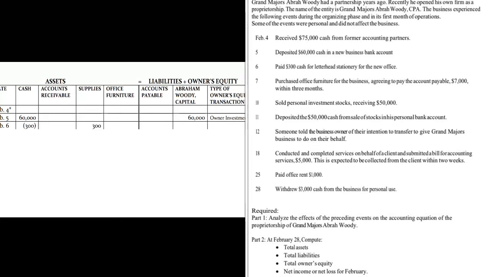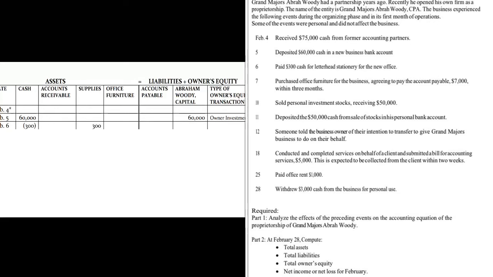Let's continue. On February 7th, we purchased office furniture for the business, agreeing to pay the accounts payable $7,000 within 3 months. What did we purchase? Office furniture. Okay, so we have an asset here, and our asset is increasing.